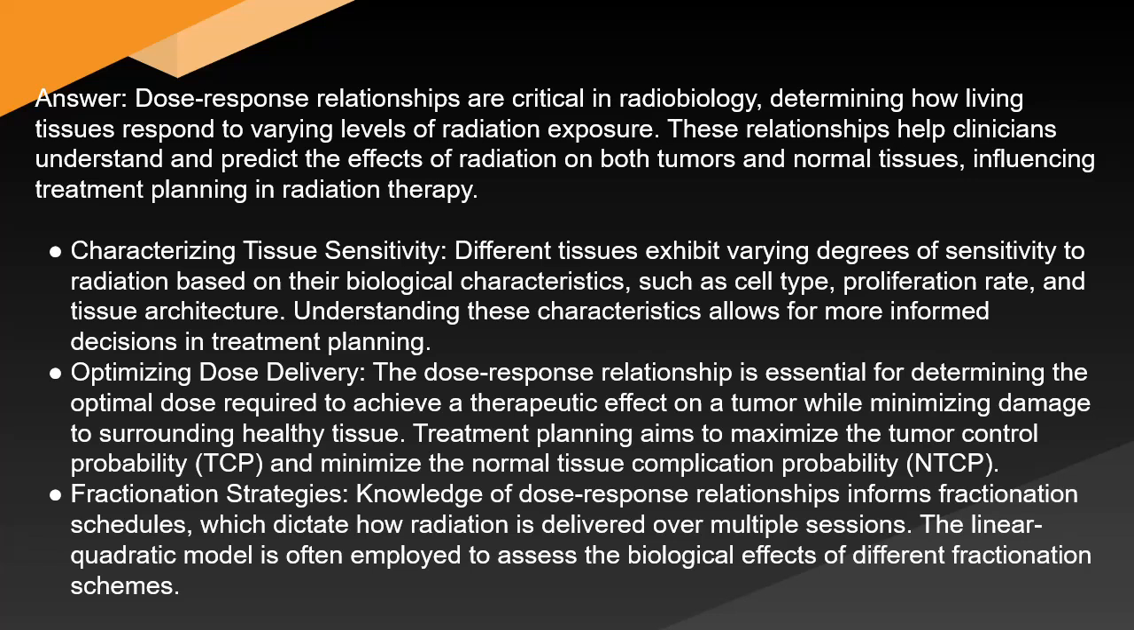Different tissues exhibit varying degrees of sensitivity to radiation based on their biological characteristics, such as cell type, proliferation rate, and tissue architecture. Understanding these characteristics allows for more informed decisions in treatment planning. Optimizing dose delivery. The dose-response relationship is essential for determining the optimal dose required to achieve a therapeutic effect on a tumor while minimizing damage to surrounding healthy tissue. Treatment planning aims to maximize the tumor control probability (TCP) and minimize the normal tissue complication probability (NTCP).